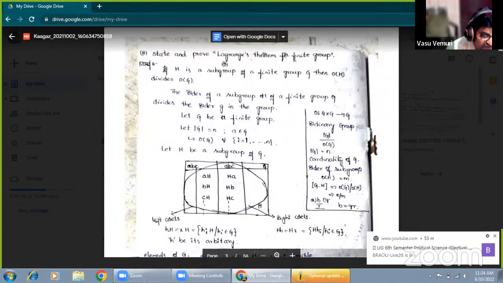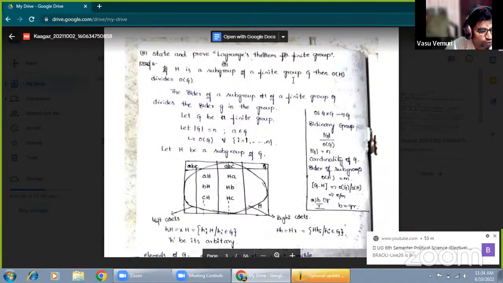Now, for finite groups, the theorem we will discuss is Lagrange's theorem. The group must be finite, meaning it consists of a finite number of elements; that is called a finite group. According to the finite group, we will discuss one of the best theorems, the best theorem in algebra: Lagrange's theorem.